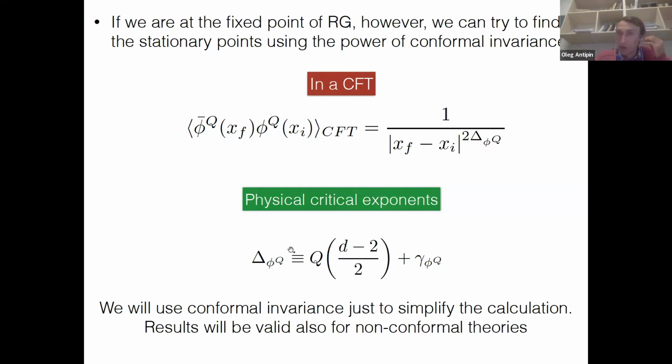This is the jargon. So I will just use conformal invariance to simplify the calculation, as you will see. But the results I'm going to obtain with this trick, even though they'll be valid at the fixed point, I'll show you how to make them valid also for the non-conformal theories. In fact, I'll compare even with the Feynman diagram calculation. But for now, we stay in the CFT.